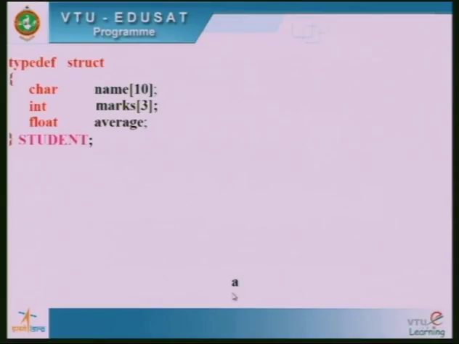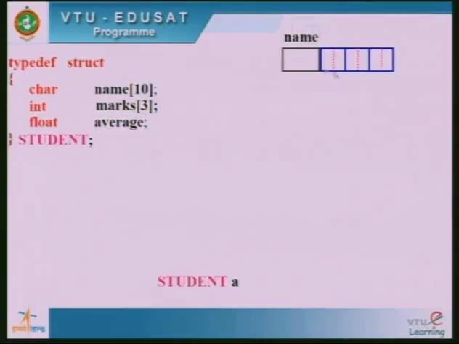Okay. Now, let us see how to write the complete program using arrays inside a structure and how it can be manipulated. Suppose I have a variable A which is of type student. Now, tell me, we have name field, then what we have? Marks of 3. When I say marks of 3, what you get? Marks of 0, marks of 1, and marks of 2. What is the other field we have? Average.